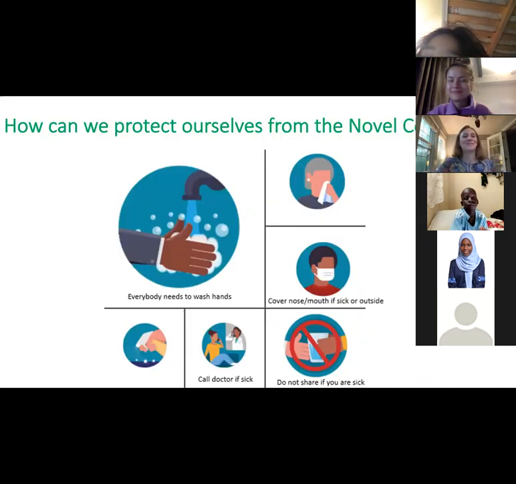That's wonderful. Now, let's talk about how we can protect ourselves from this virus that's going around the world. It's called the novel coronavirus. The fancy way to call this virus is something called SARS-CoV-2, and it causes the COVID-19 disease. So who can say one thing that they see on the screen right now to protect yourself? What can you do to protect yourself right now? And you're welcome to say two things if you want.